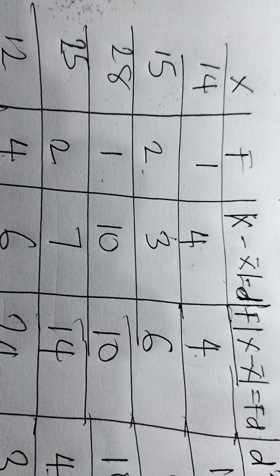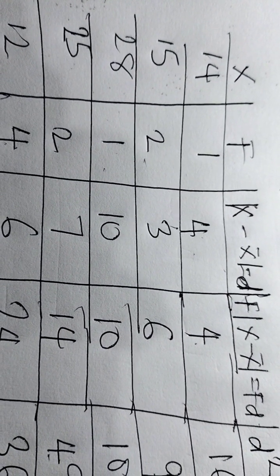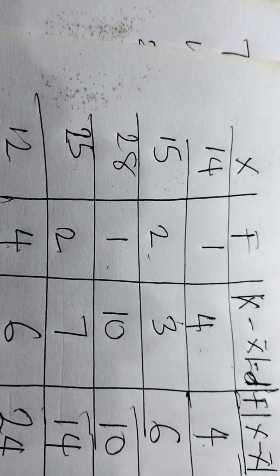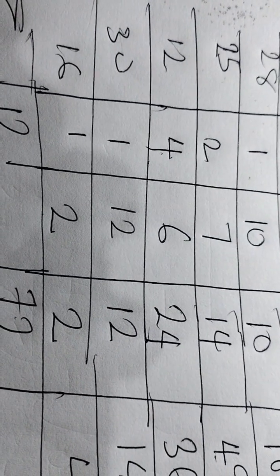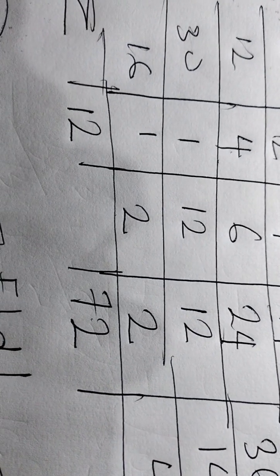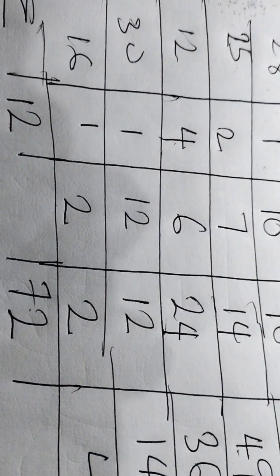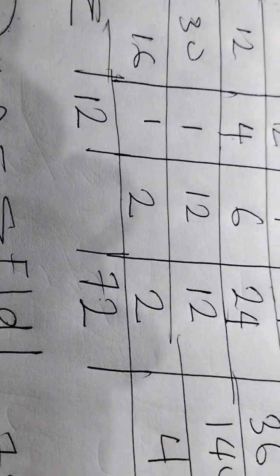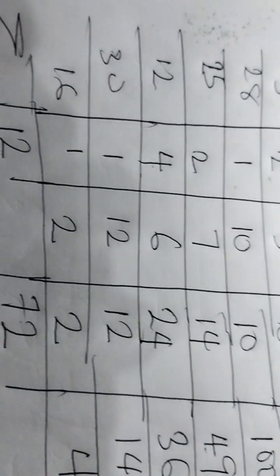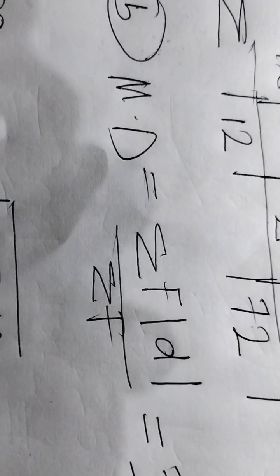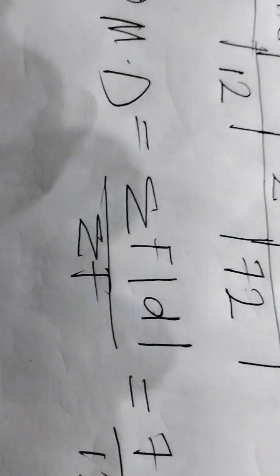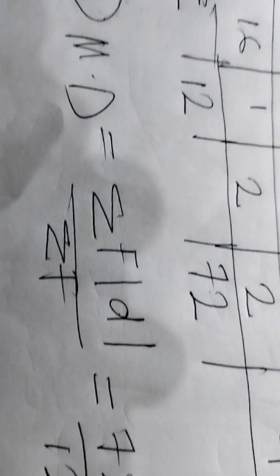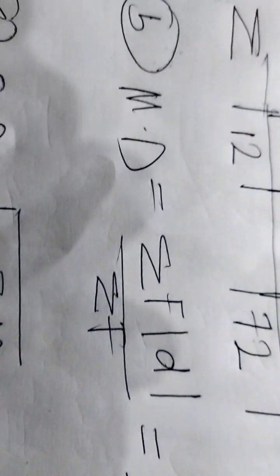Then we'll now find frequency times deviation, that is F times D. Multiply each of the deviation values by the frequency. 1 times 4 is 4, 2 times 3 is 6, 1 times 10 is 10, 1 times 7 is 7... 1 times 12 is 12, 4 times 6 is 24, 2 times 7 is 14, and then 1 times 2 is 2. The total gives us 72 for this column. Having done that, we go to the mean deviation, which is summation of F times D all over summation of F. Summation of F times the deviation is 72, all over the summation of the frequency, which is 12. That will give us 6. So the mean deviation is 6.